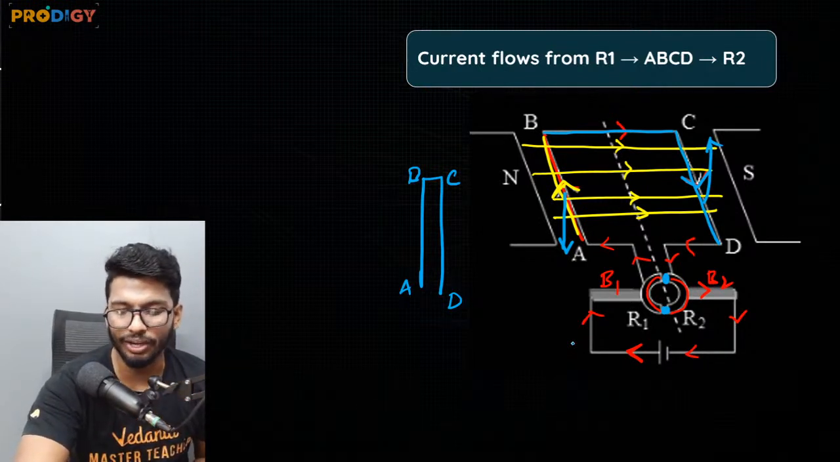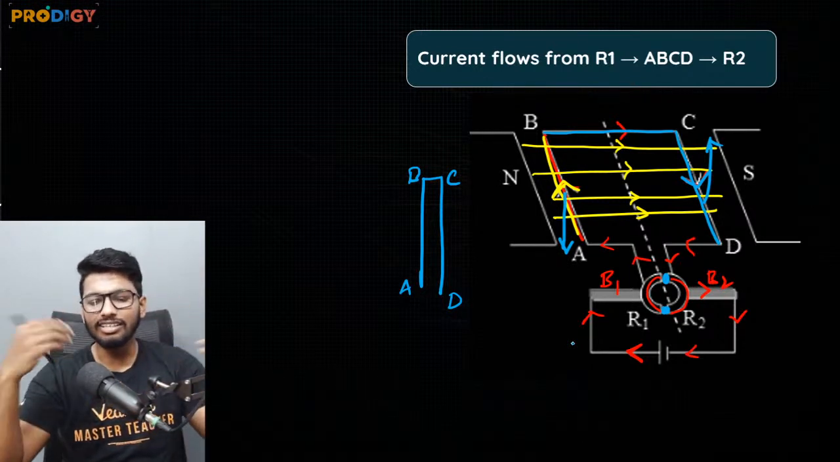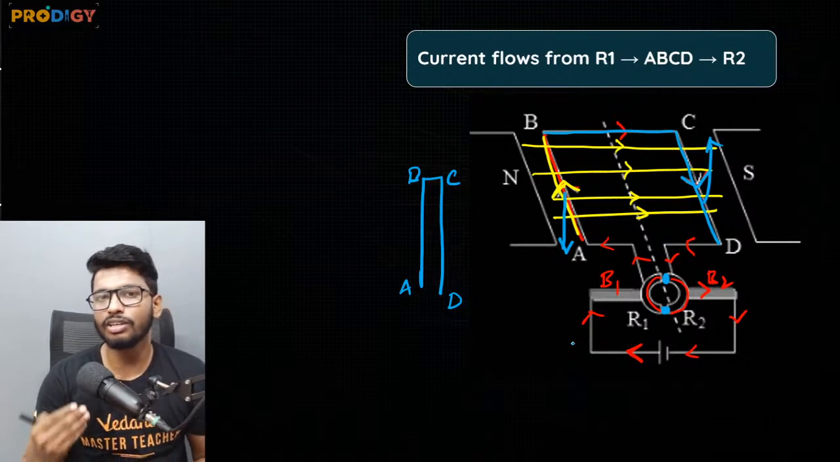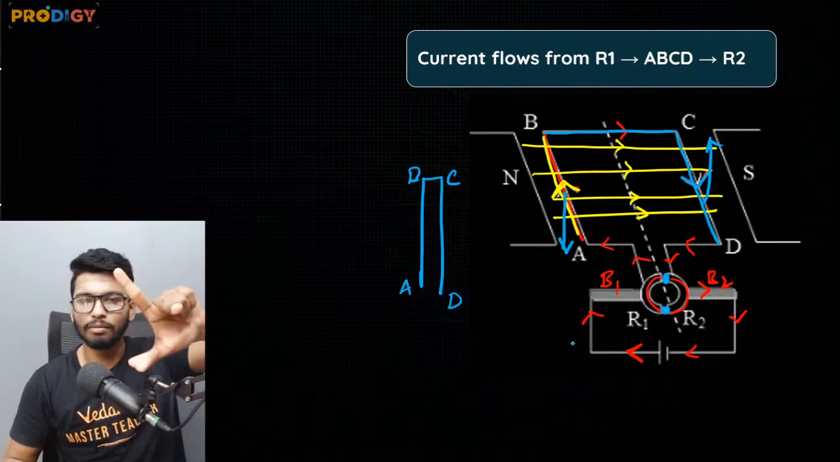We are not using the right hand thumb rule over here. The right hand thumb rule, you can use it only for the magnetic field of a straight current carrying conductor. Here we're using Fleming's left hand rule. Fleming's left hand rule is what is used. Again, what is Fleming's left hand rule?